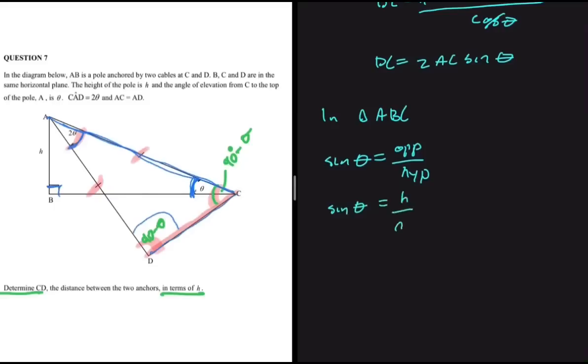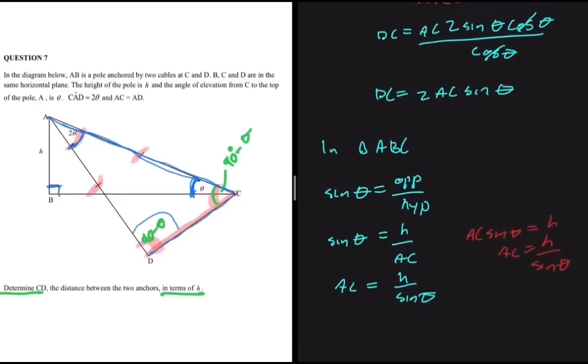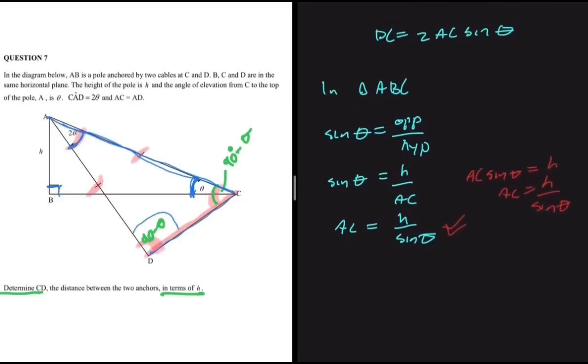which is AC. And then if we solve for AC, we get AC is equal to H divided by sine theta. For the faint-hearted ones, what we did here, we cross-multiplied. We got AC sine of theta is equal to H, so AC will be H divided by sine of theta. So now that we have AC, right, we can substitute AC back into DC.